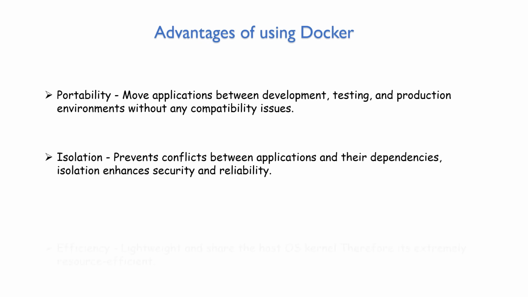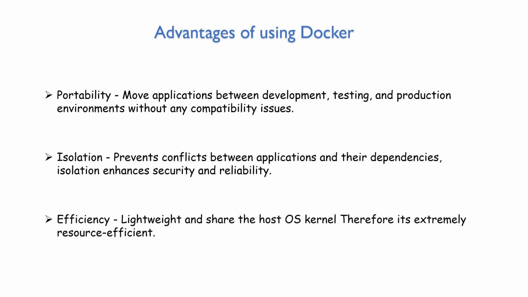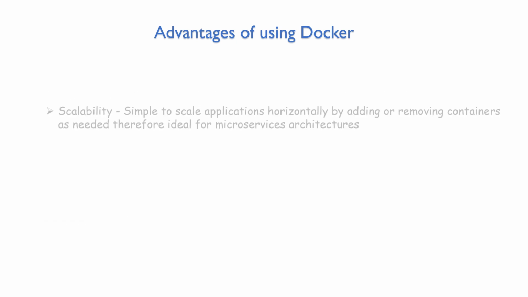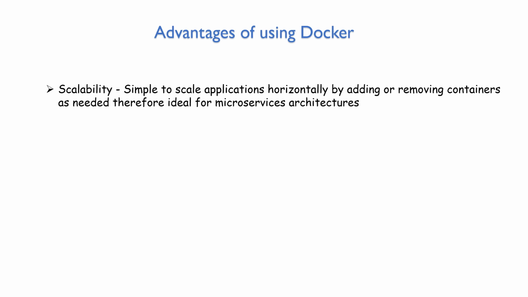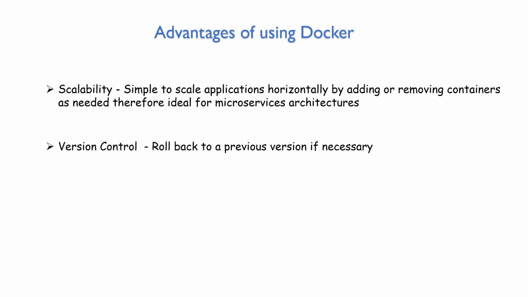The third advantage is efficiency. So Docker containers are, as I said before, lightweight and they share the host OS kernel, making them extremely resource efficient. You can run multiple containers on a single machine without sacrificing performance. Now let's discuss the fourth advantage, that is scalability. So Docker makes it simple to scale your application horizontally by adding or removing containers as needed, making it ideal for microservices architectures. And the final advantage is version control. So Docker allows you to version your containers, ensuring that you can always roll back to a previous version if needed.